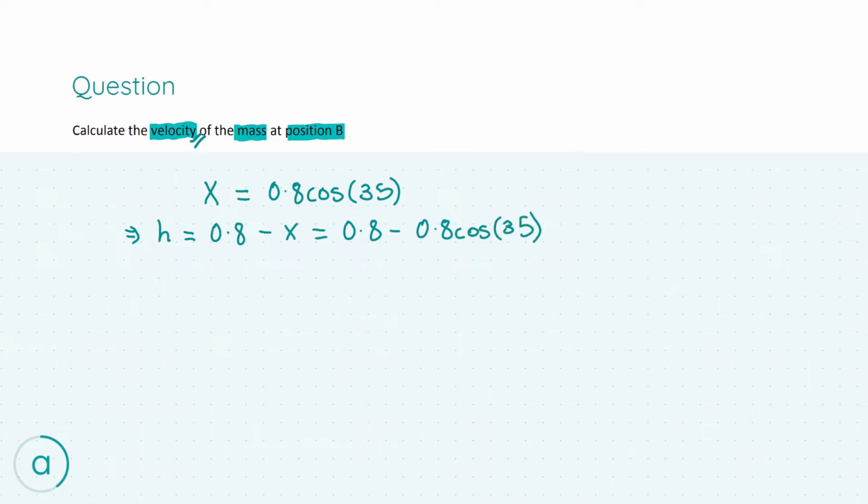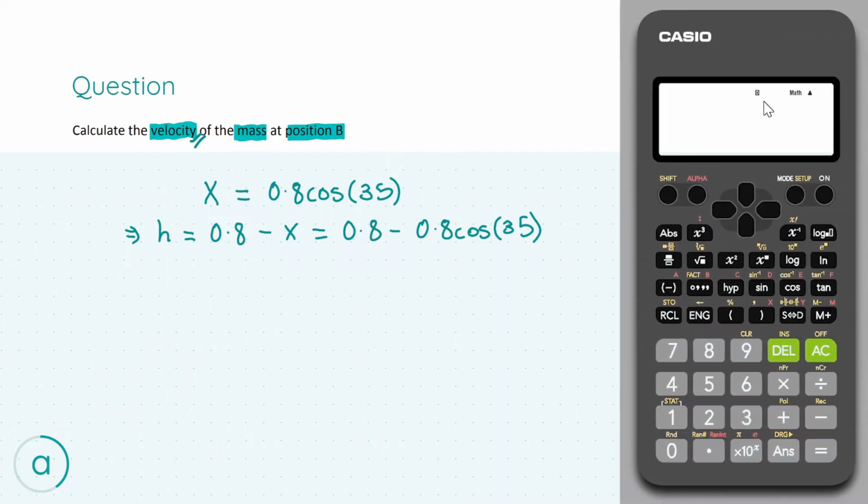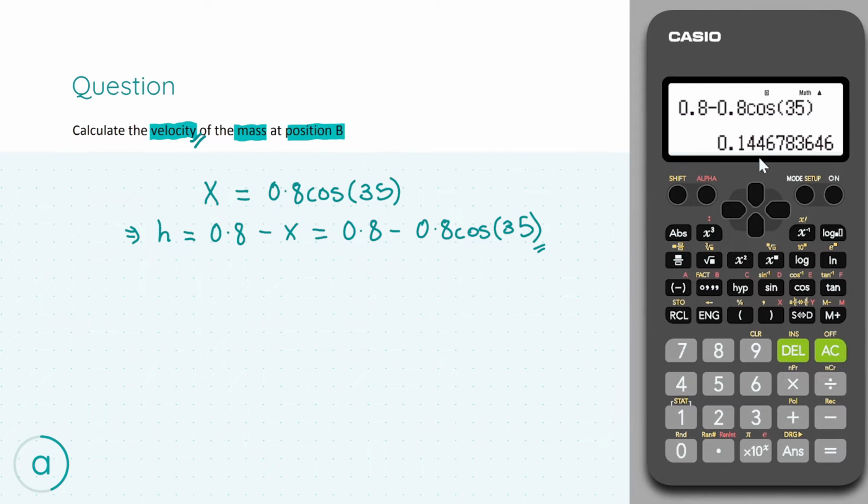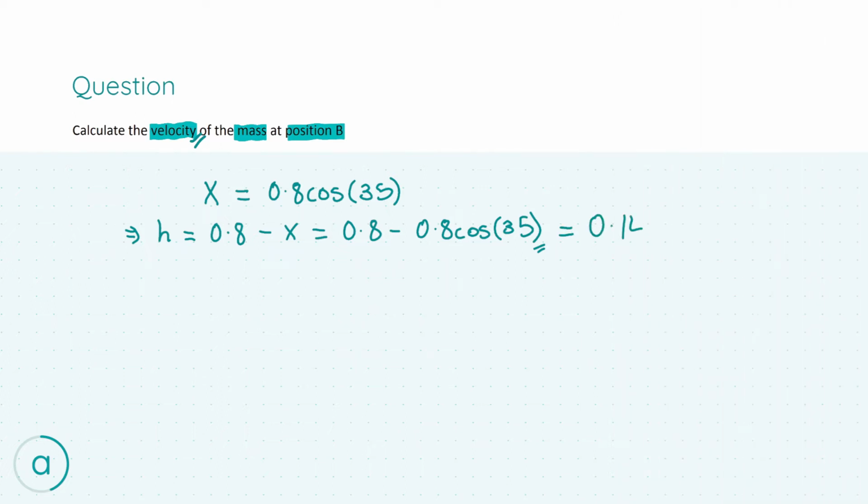And let's put this into our calculator and see what that value is. Remember, your calculator must be in degrees mode. If it's in radians mode, you will compute out the wrong answer. Just making you aware, we are working in degrees. So we have 0.8 minus 0.8 times the cosine of 35. Hit equals, and we get an approximate answer of 0.145. And obviously that's going to be in meters.